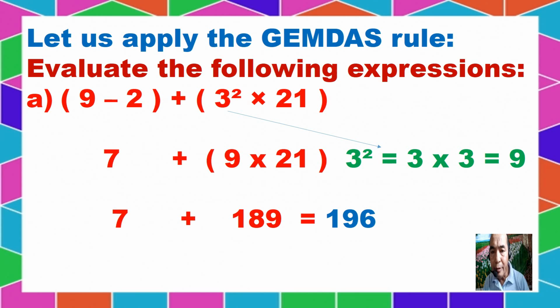So, again, what does 3 to the second power mean? Meaning, we will multiply 3 two times because of the exponent 2. So, the value of 3 to the second power will now become 9. So, we have 9 times 21 for the second grouping. We multiply 9 times 21, we will get 189. So, the remaining operation is 7 plus 189. So, we will add, we will have 196, which is now the value of the mathematical expression.